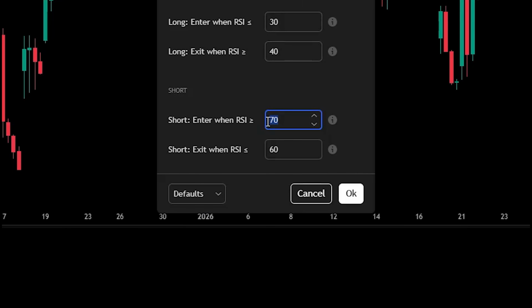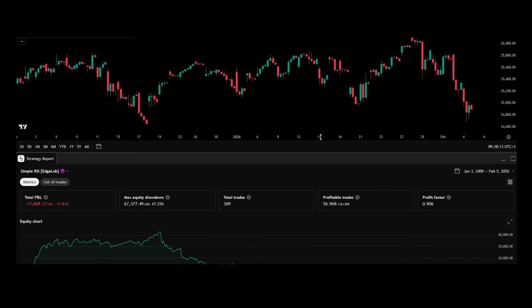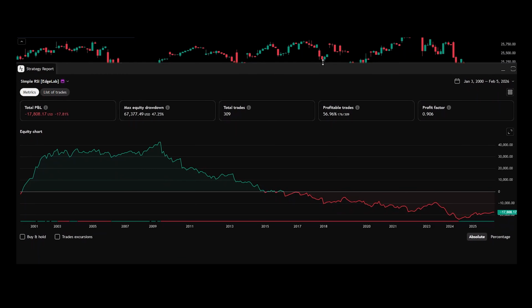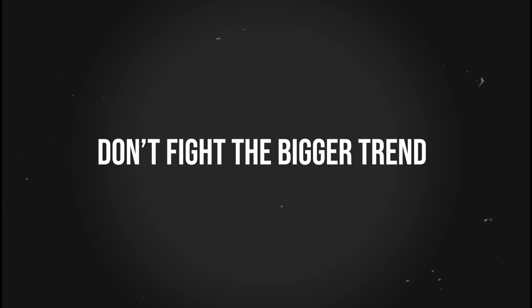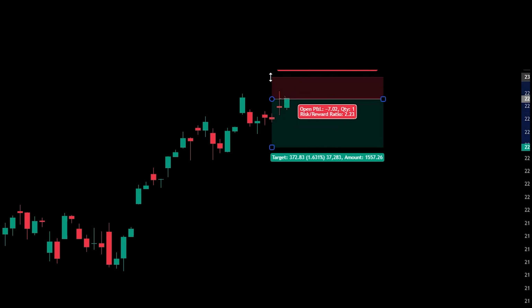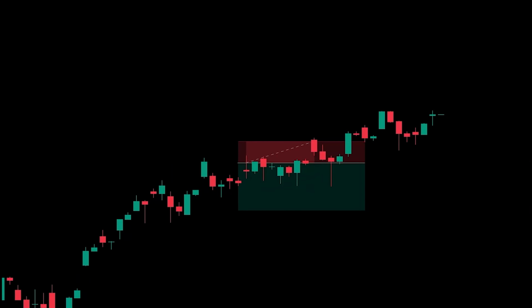We short when RSI goes above 70 and we close the trade when RSI comes back down to 60. And this is not very good, so why am I showing you this? It's simply because I want to point out something very obvious, but something a lot of traders still ignore. And that is that you shouldn't fight the bigger trend. The Nasdaq rises over time, so if you keep trying to short it, you're constantly betting against the natural direction of the market. So instead, let's look at the long strategy.